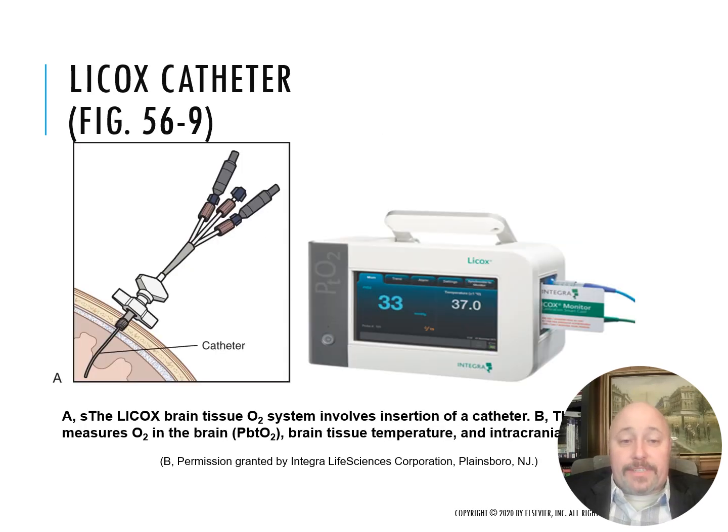Here in Figure 56-9, we have the Licox brain tissue O2 system that involves the insertion of a catheter. On the right-hand side, the system measures O2 in the brain tissue, temperature, and intracranial pressure simultaneously.